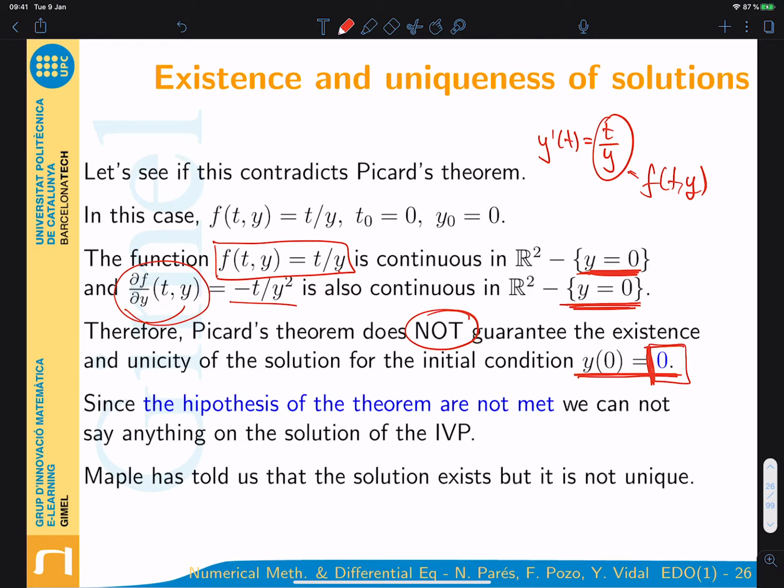The problem here is this 0. The problem is the value of y. So since here the hypotheses of the theorem are not met, we cannot guarantee what's going to happen. The theorem can only be used to check if the hypotheses are met, and when the hypotheses are met, then it says the solution exists and is unique. But here, since the hypotheses are not met, we cannot conclude anything. What we did is to use Maple and check, and we found out that the solution exists, but it is not unique.